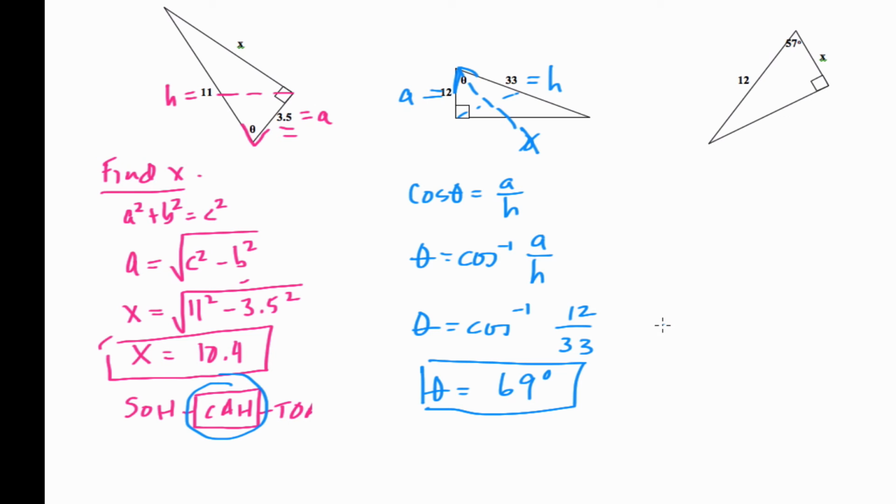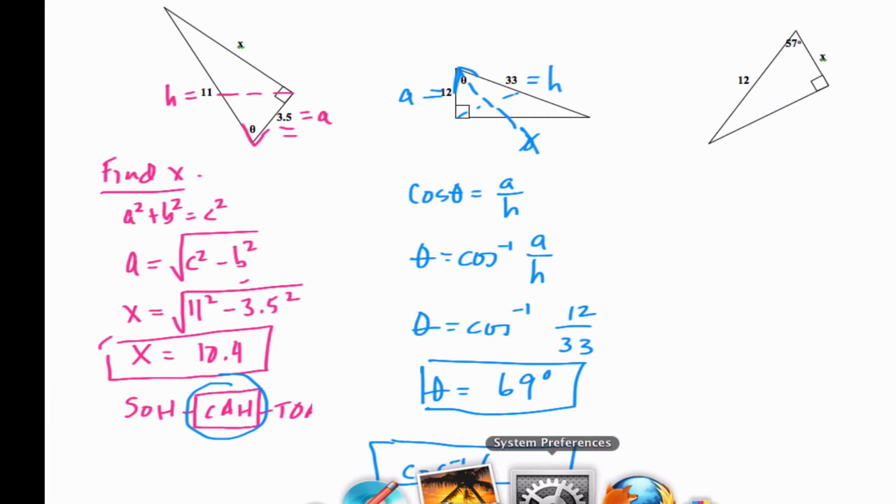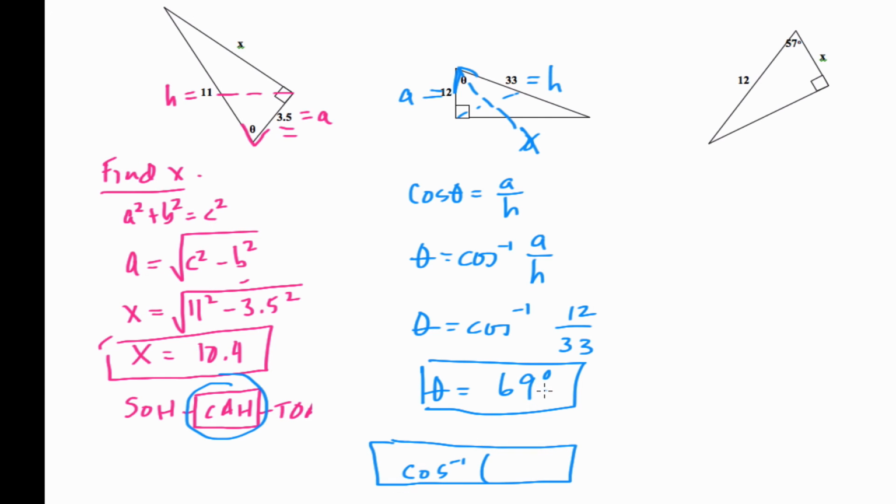Okay, if you're not getting this, just check. Remember your calculator, when you hit that cosine button, you should hit shift and then cosine, which on your display should bring up the inverse cosine. And it should open parentheses for you. If it doesn't, open your own parentheses. 12 divided by 33 is just a division problem. Close your parentheses, hit equals, and you should get 69. If you're in degrees, that should be the answer you get. If you're in radians, get out of radians and get into degrees.